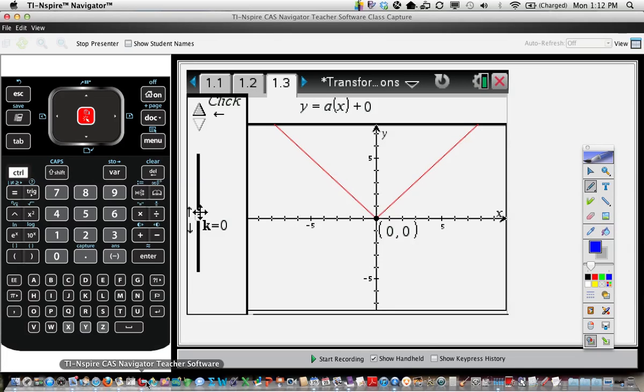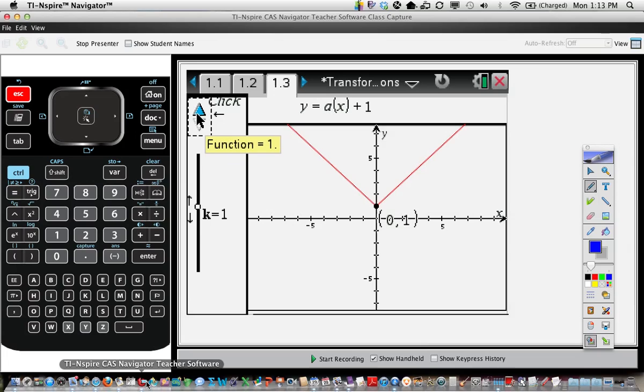Ooh, I don't know what you got there. Hit escape. I don't know what that is. There it is. Okay, now we're shifted up 1. And so again, notice it puts a +1 on the outside. And that's if it's the absolute value function. Now click this little up triangle, and what that does is it changes it to a new function.